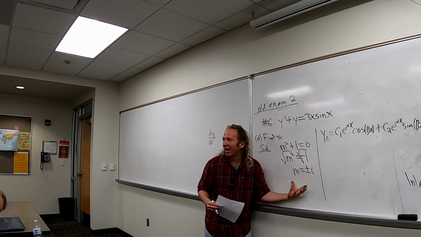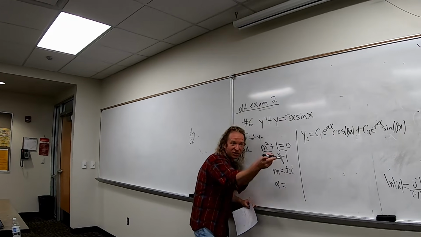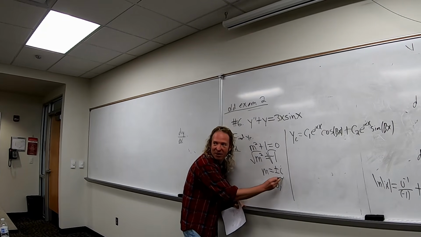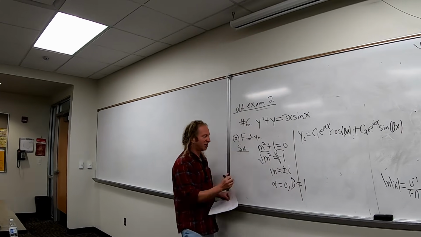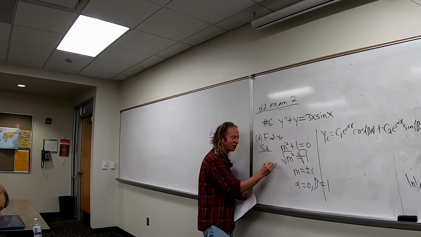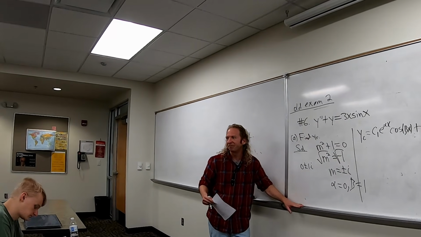All right, so that's the formula. So we have to identify alpha and beta in this case, right? So what would alpha be in this case? 0, very good. And what would beta be in this case? 1. Everyone see why? Because it's 0 plus or minus 1 times i, right? So alpha is 0 and beta is 1.